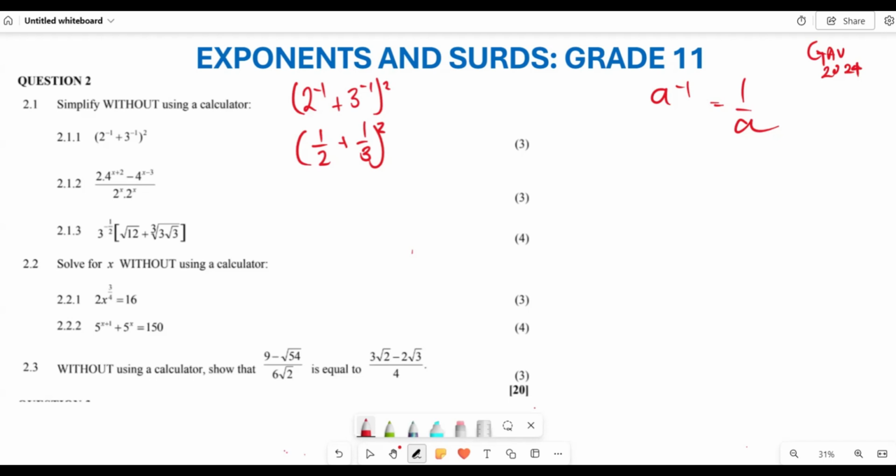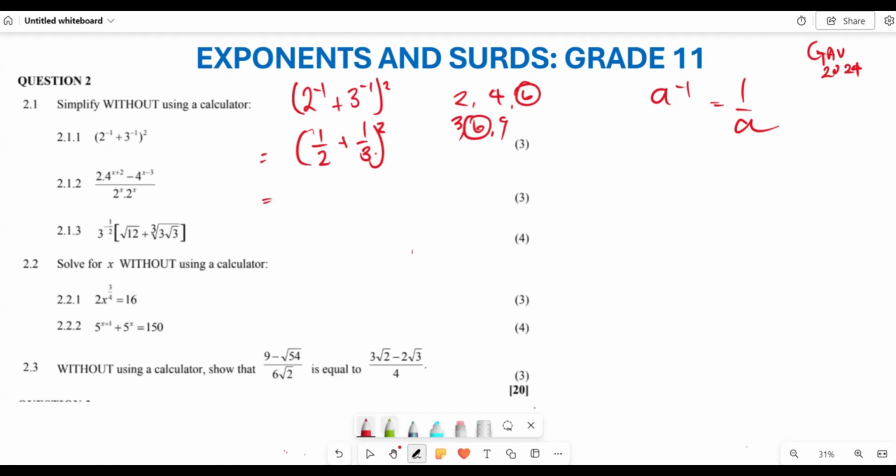We are going to look at our LCD, the number that both of these denominators are factors of. From here we have 2, 4, 6, and for the other we have 3, 6, 9. Which means our LCM, the lowest common multiple, in this case is going to be 6. We want both of these to have the denominator of 6. So what are you going to do now?